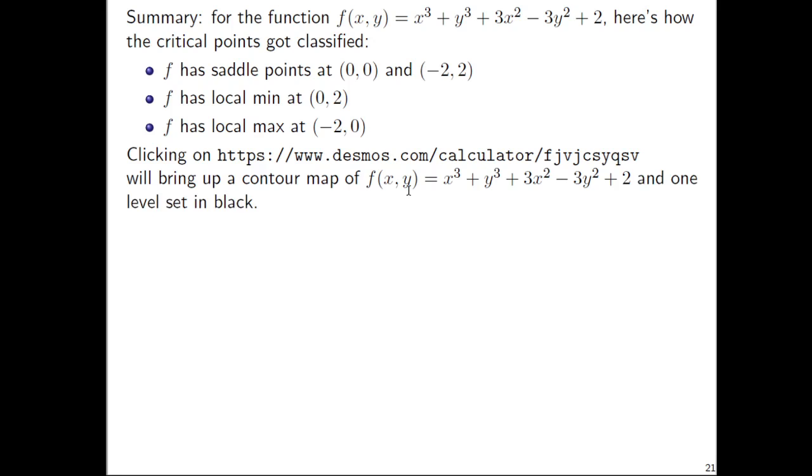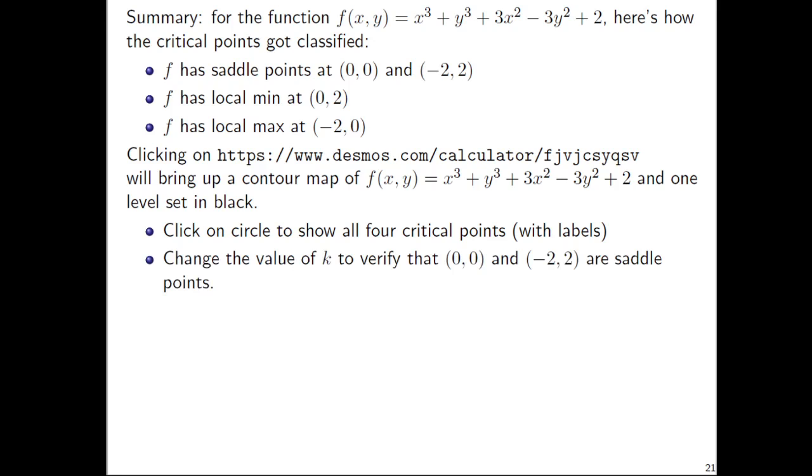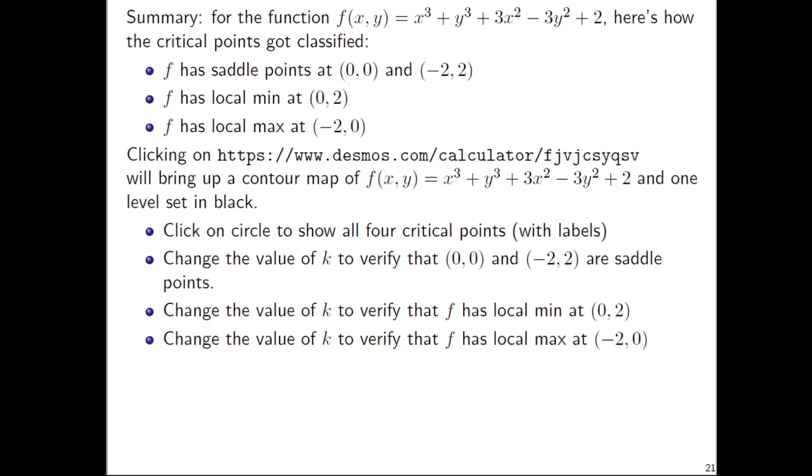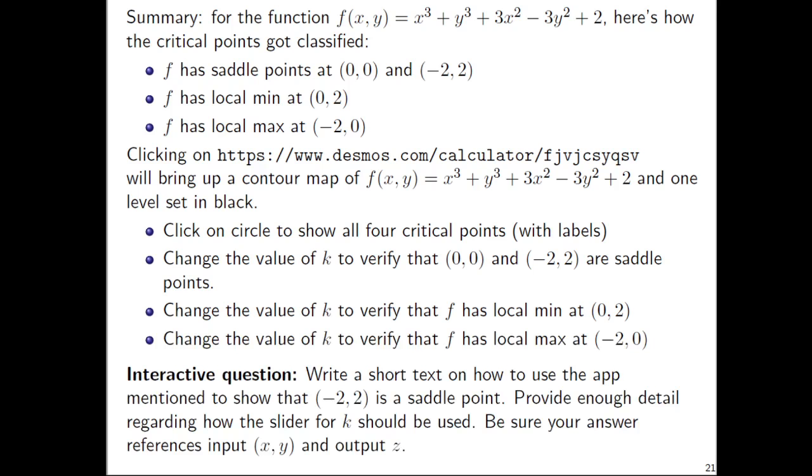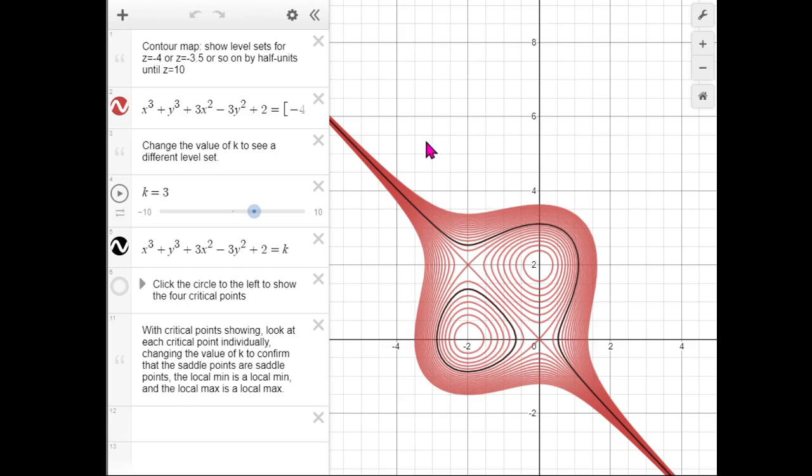In fact, what you're going to see is one level set highlighted in black. We'll click on a circle to show all 4 critical points with their labels. We'll change the value of k, the output for the highlighted level set, to verify that (0, 0) and (-2, 2) are saddle points. We'll change k to verify that there's a local min at (0, 2), and do the same to verify that there's a local max at (-2, 0). Okay, all right, so here are all those things that I would like to check on.